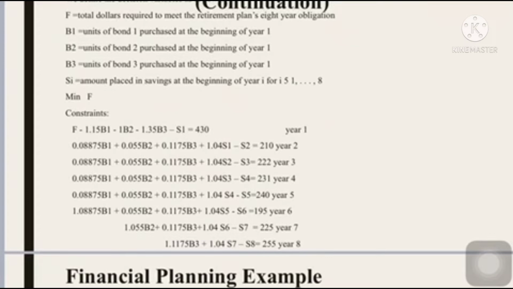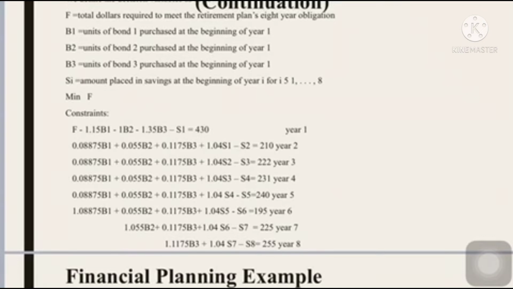1.08875 B1 plus 0.055 B2 plus 0.1175 B3 plus 1.04 S5 minus S6 equals 195 in year 6. 1.055 B2 plus 0.1175 B3 plus 1.04 S6 minus S7 equals 225 in year 7. 1.1175 B3 plus 1.04 S7 minus S8 equals 255 in year 8.